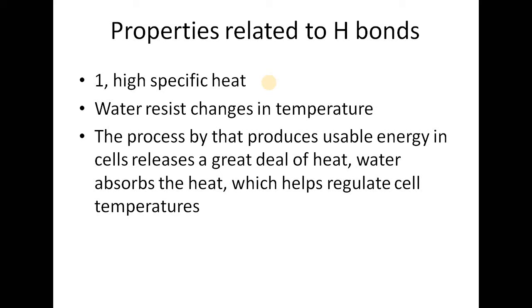Besides that, the chemical reactions that occur inside your body, and in other animals and other organisms, produce a great deal of heat. If this heat is not absorbed by water to regulate the cell temperature, it will cause problems to your homeostasis. So water helps to regulate the cell temperature and the body temperature inside your body.